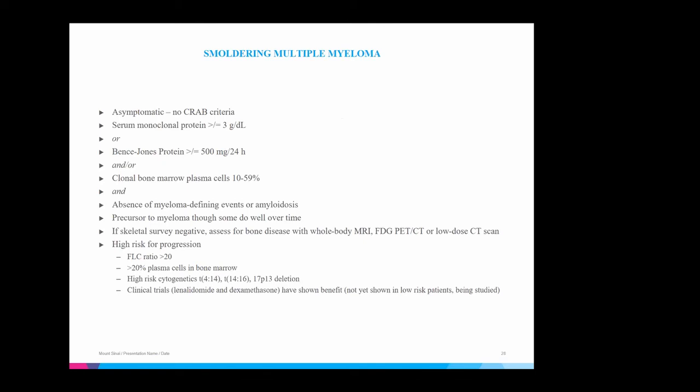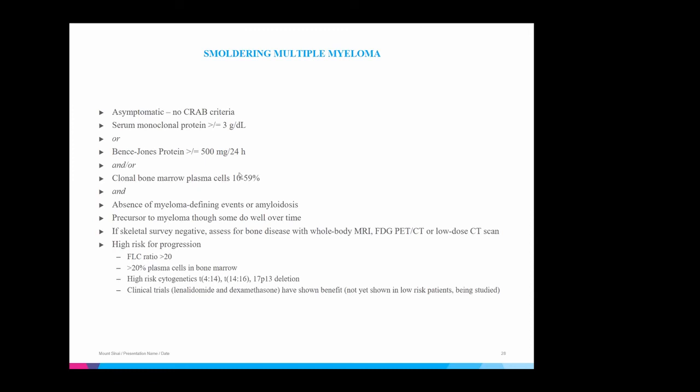So let's talk a little bit about smoldering myeloma, because I would argue that that's what this patient has, despite the fact that the pathologist wrote that the patient's bone marrow was consistent with plasma cell myeloma. We don't have to agree with that because, well, we make a clinical diagnosis. So smoldering myeloma patients are asymptomatic and have no CRAB criteria. So I would argue that our patient is asymptomatic, has no CRAB criteria. Their serum monoclonal protein may be greater than 3 grams per deciliter, or they may have Bence-Jones protein more than 500 milligrams per 24 hours, or they may have clonal bone marrow plasma cells of 10 to 59%.